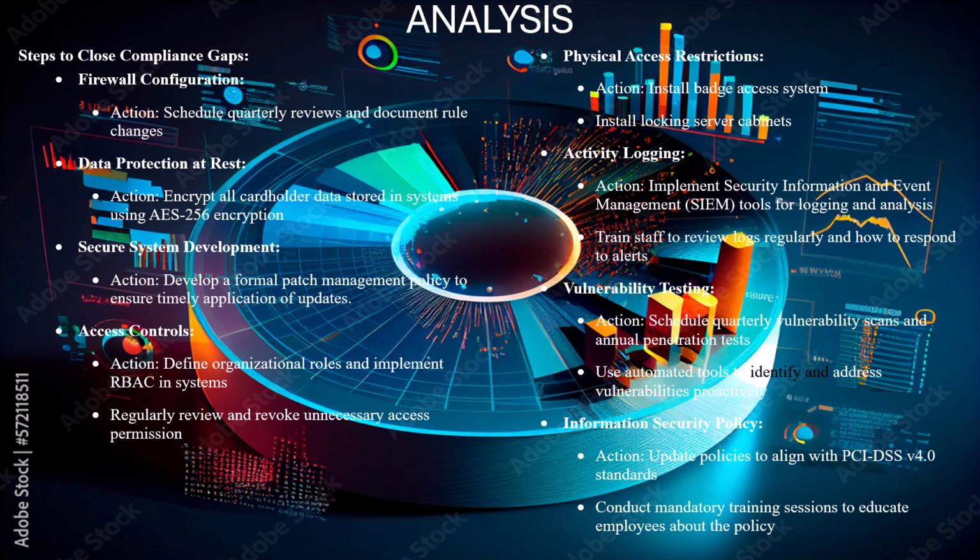Secure system development, we'll develop a formal patch management policy to ensure timely application of updates. Access controls, we're going to define organizational roles and implement role-based access controls. We'll also regularly review and revoke unnecessary access permissions. For physical access restrictions, we need to install a badge access system and locking server cabinets. For activity logging, we will implement security information and event management tools for logging and analysis. And then we'll also train staff to review logs regularly and how to respond to alerts.